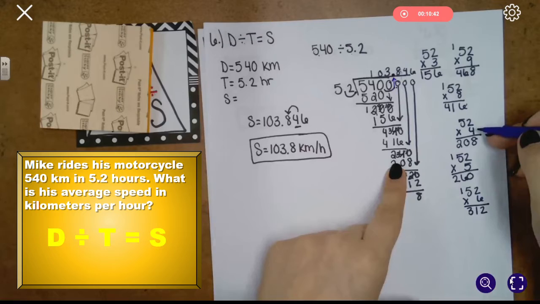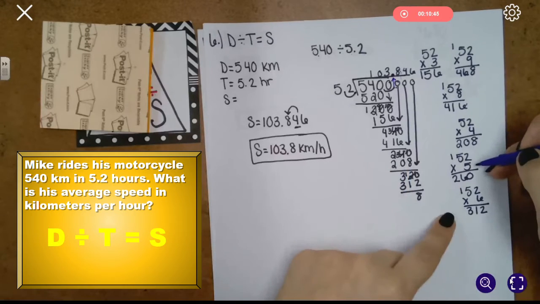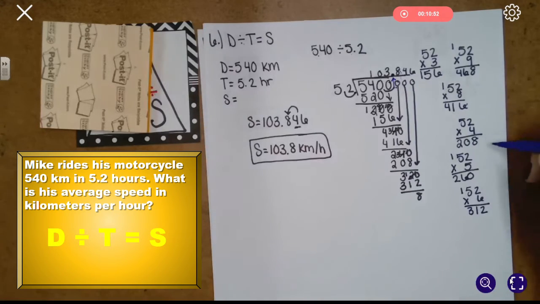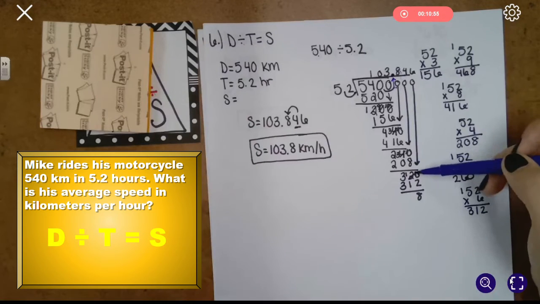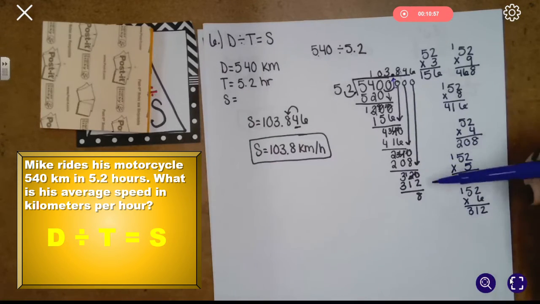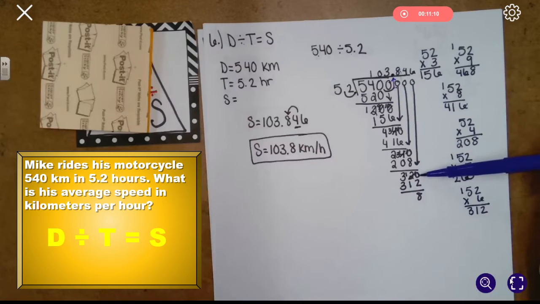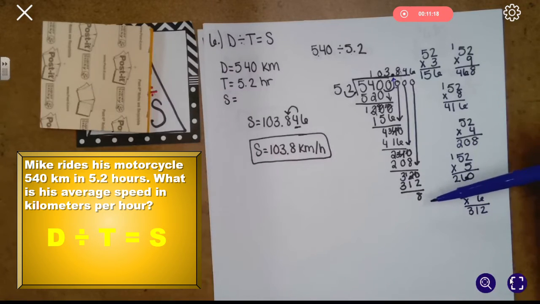So I tried 4, and I said, I think I can get closer. So then I tried 5, and 5 was too high, and I said, okay, got to stick with 4. So we did 208, and then we got 32. I'm getting all discombobulated. We got 32, we had to add another 0, and I said, how many times can 52 go into 320? I knew it wasn't 4, I knew it wasn't 5, so we tried 6, we got 312, and I still had some more, so I stopped.